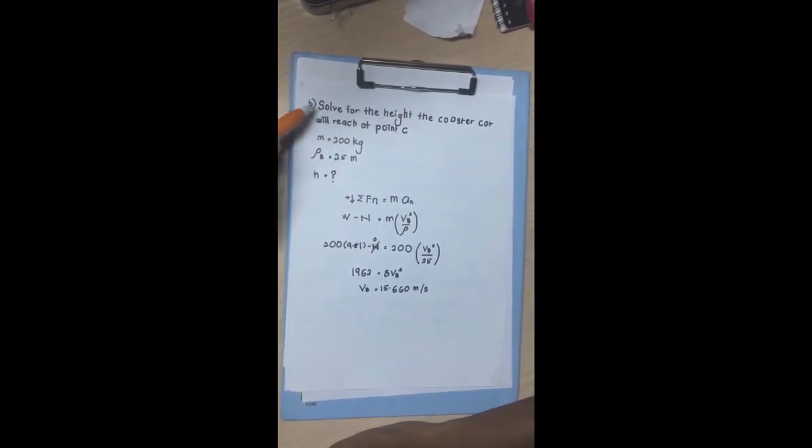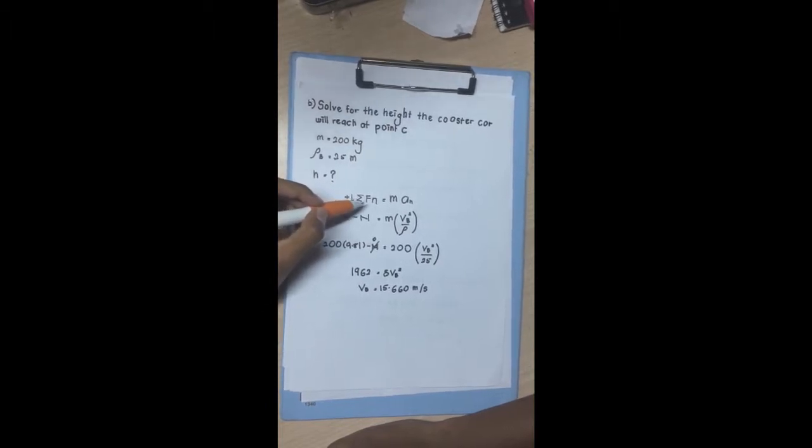Hello, today I will explain about question 3b. Solution for question 3b. The question is, solve for height the coaster car will reach at point C. The point given is mass and density of B. Today we will use this formula, summation of Fn equal to mass times an.